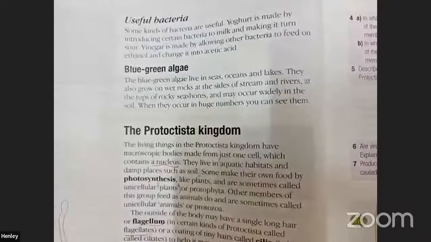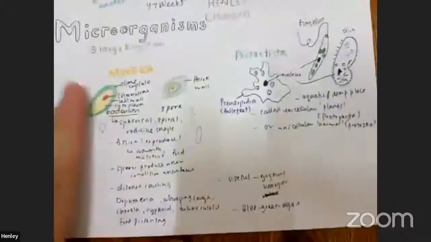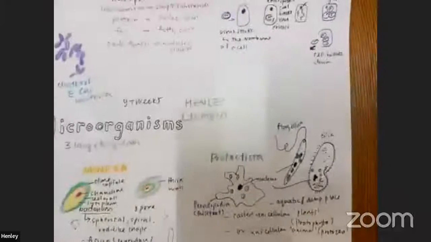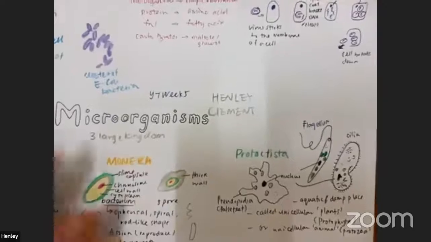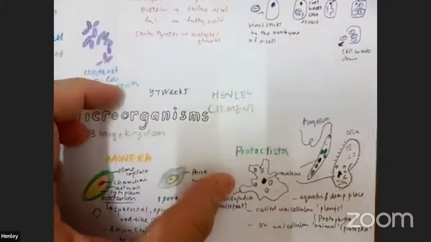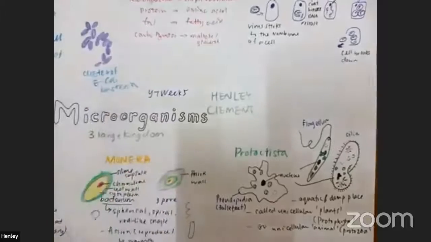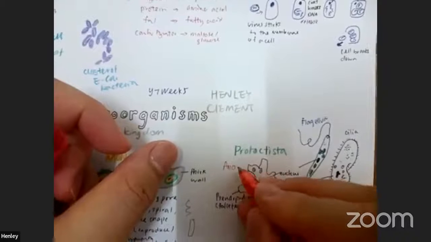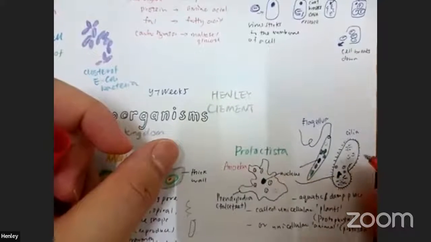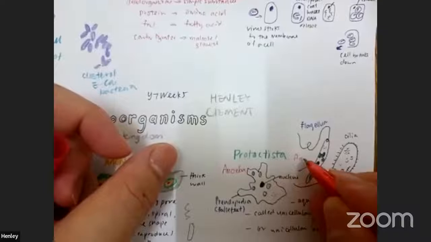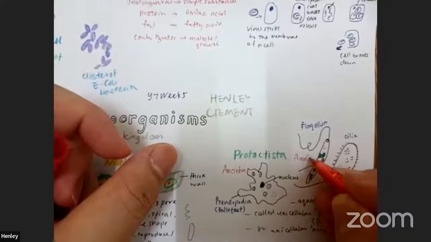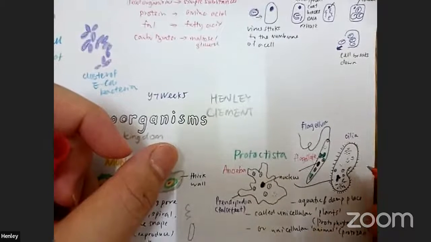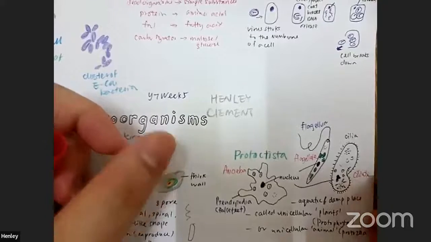Next, you will need to read the book to find out that there are three types of protists. One of them is the amoeba. I forgot to write the name, I should write it now. Amoeba. This is flagellate. Then this is ciliate.